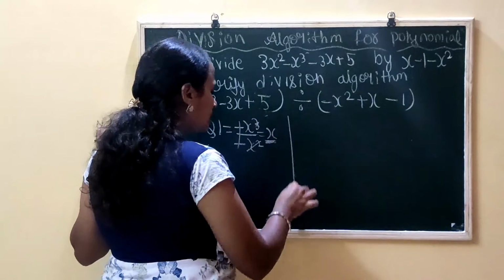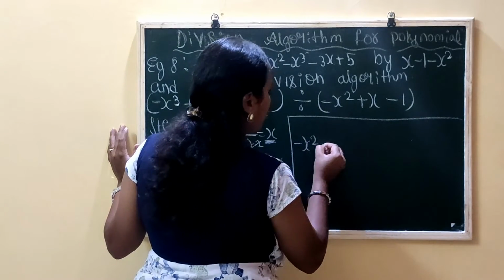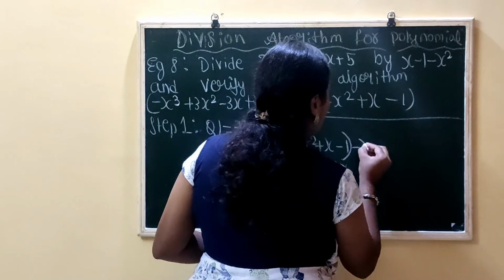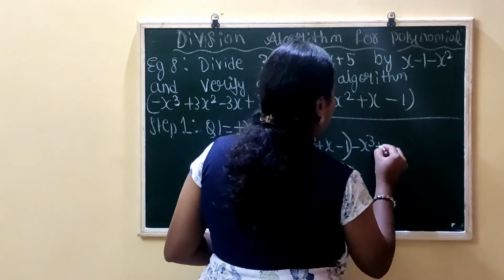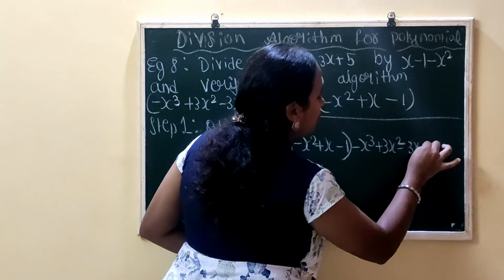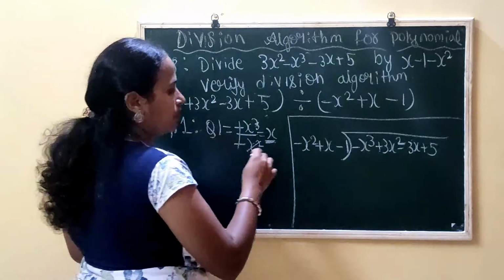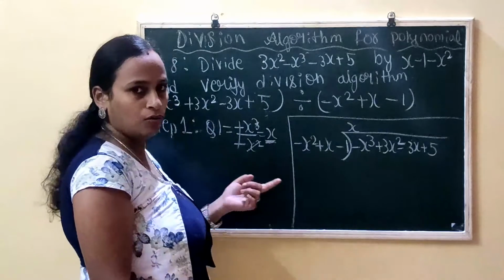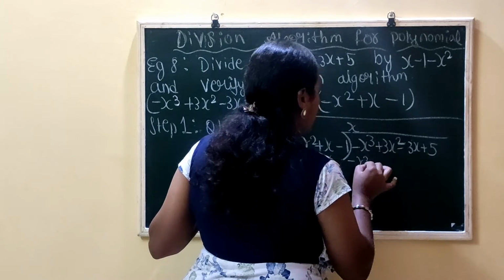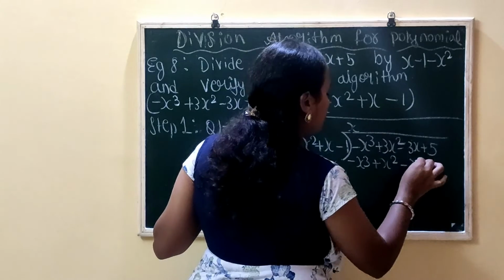Okay, simultaneously we will try to solve. So minus x square plus x minus 1, then minus x cube plus 3x square, then minus 3x plus 5. What is the first quotient term that we have obtained? x. Now you need to do normal division: x into minus x square will give you minus x cube, x into x will give you x square, x into minus 1 will give you minus x.